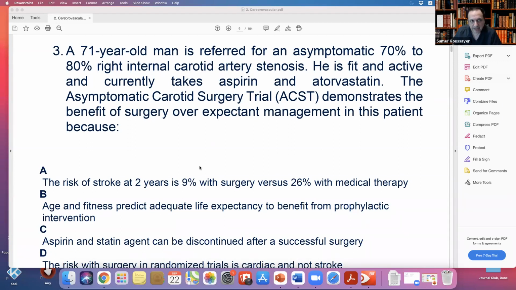But if in my clinic I get a patient with 71 or 78%, even if asymptomatic, I may have to look at other things, like how the plaque looks. I look at other risk factors, how the contralateral carotid looks. But as the trial said, this guy will benefit from surgery. Okay, let's go to the next one.